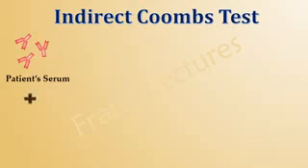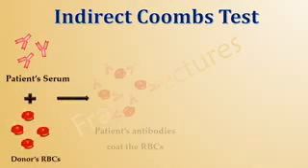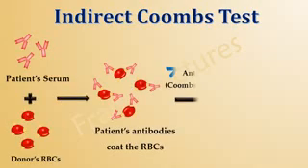This test is called indirect Coombs test because addition of RBCs is required so that anti-Rh antibodies can bind to them.